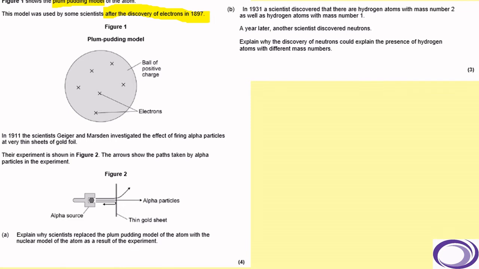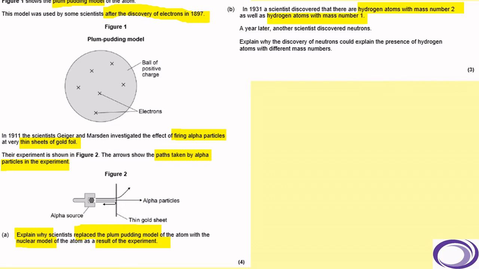In 1911, the scientist Geiger and Marsden investigated the effect of firing alpha particles at very thin sheets of gold foil. Their experiment is shown in figure 2. The arrows show the paths taken by alpha particles in the experiment. Explain why scientists replaced the plum pudding model of the atom with the nuclear model of the atom as a result of the experiment. Remember that the nuclear model is what we use today.